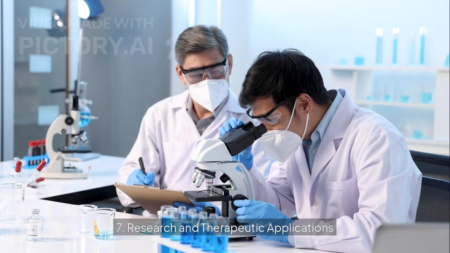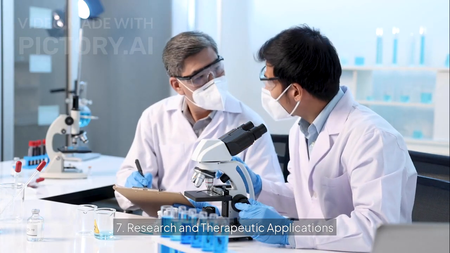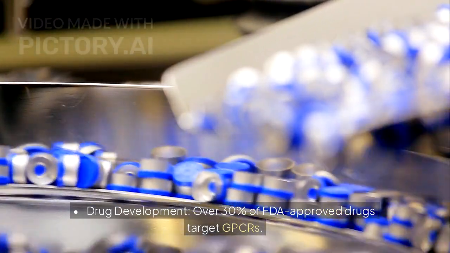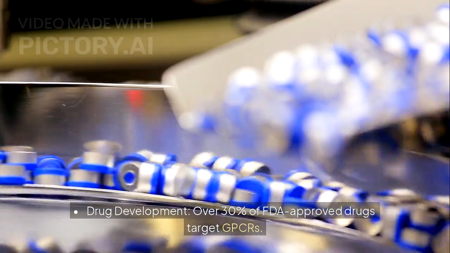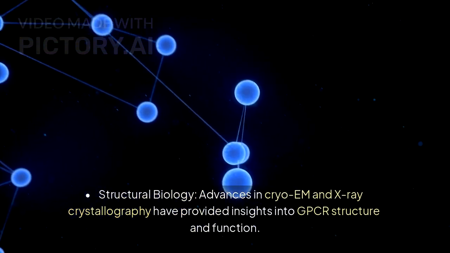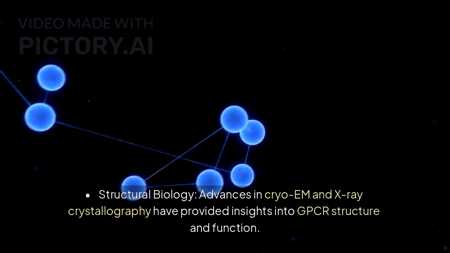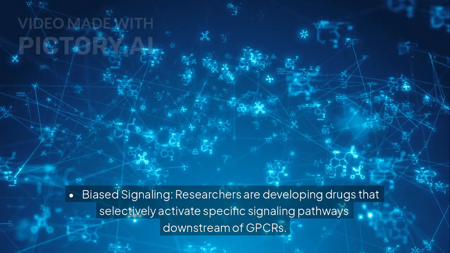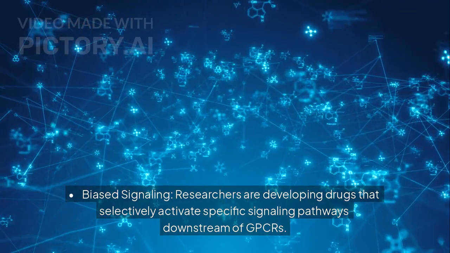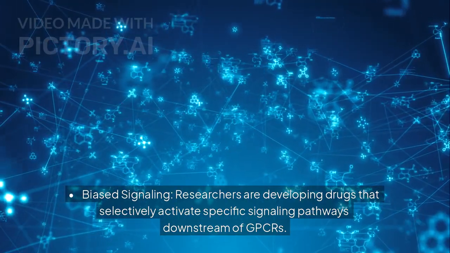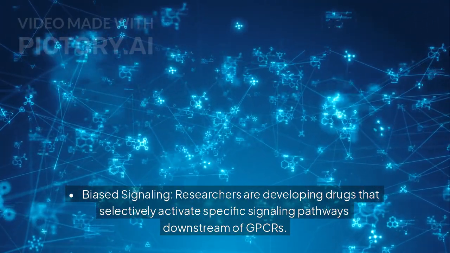7. Research and therapeutic applications. Drug development. Over 30% of FDA-approved drugs target GPCRs. Structural biology. Advances in cryo-EM and X-ray crystallography have provided insights into GPCR structure and function. Biased signaling. Researchers are developing drugs that selectively activate specific signaling pathways downstream of GPCRs.